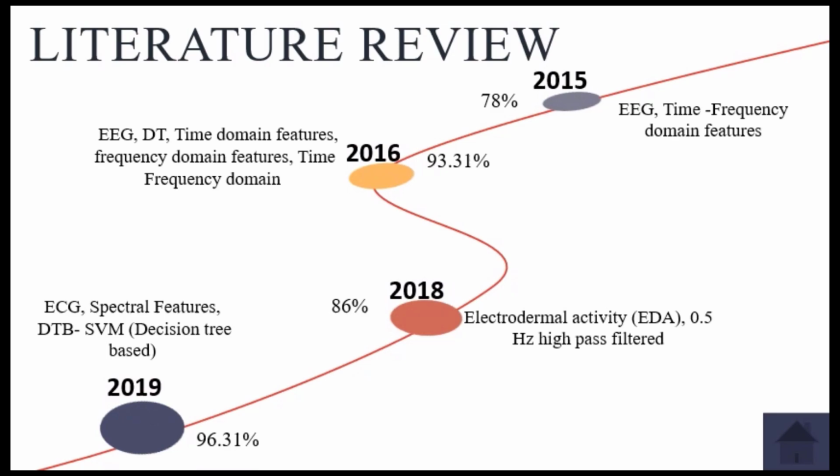So in the past, different techniques were used by different researchers for detection. Like in 2015 and 16, EEG, electroencephalography, was used for detection, and in 2018 researchers used EDA, that is electrodermal activity, with a high pass filter for detection. In 2019, EEG with the extraction of different spectral features was used for its detection.